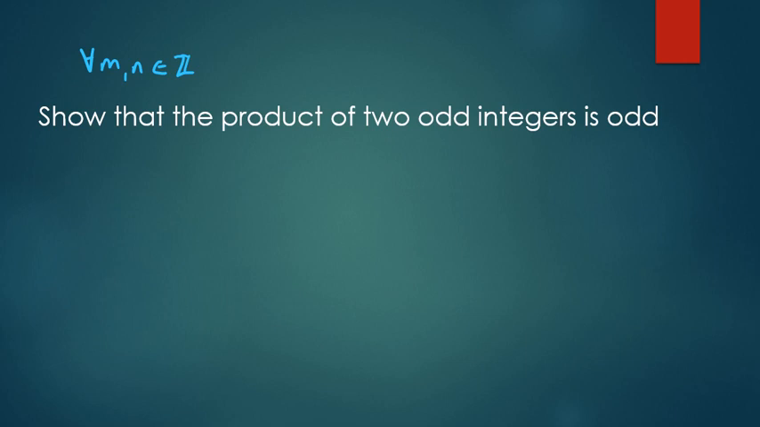We want to show that the product of two odd integers is odd. So for all m and n in Z, if m and n are odd, then we have to show that the product is odd. So we have to show that m times n is odd. Now let me see if I can fix these here.